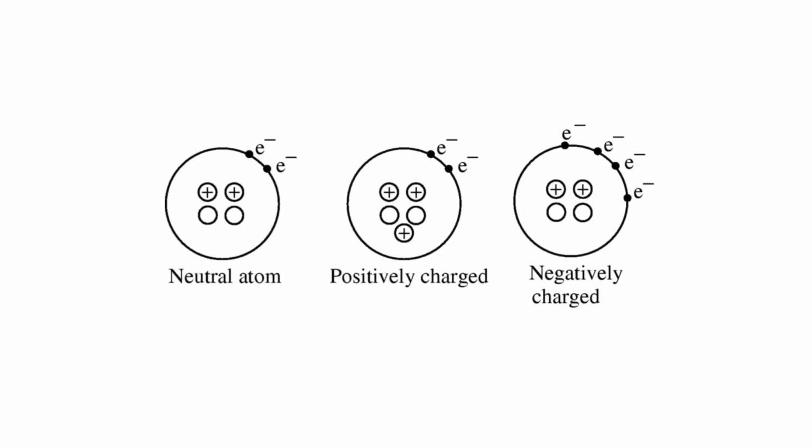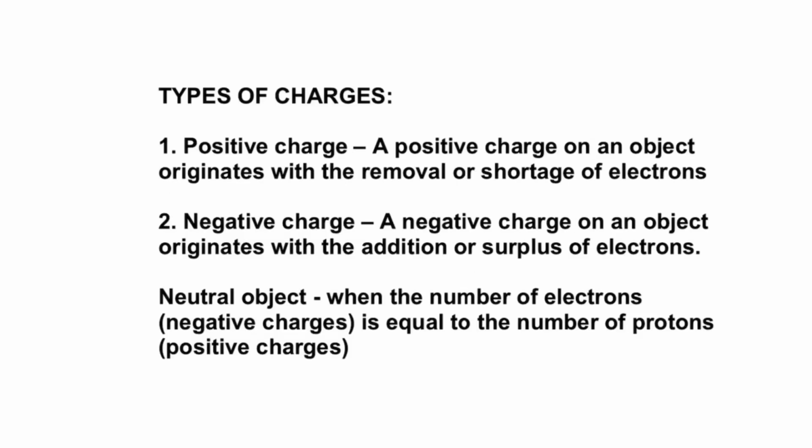In this video, I want us to talk about electrostatics as the study of static electricity. We have two types of charges, a positive charge and a negative charge. Let's just go through the definitions first before we take a look at how they actually look. So we have a positive charge and a negative charge.